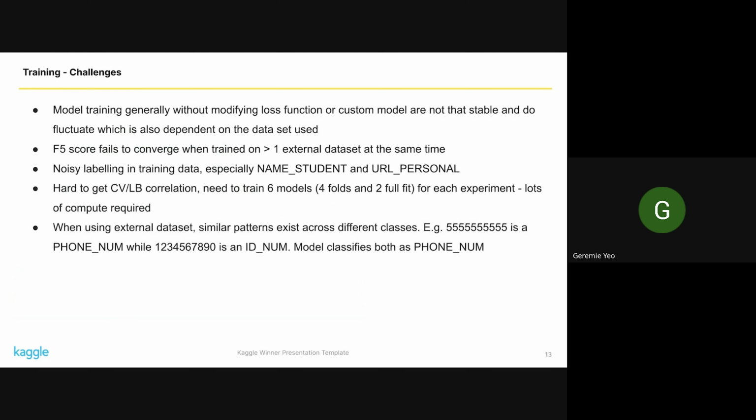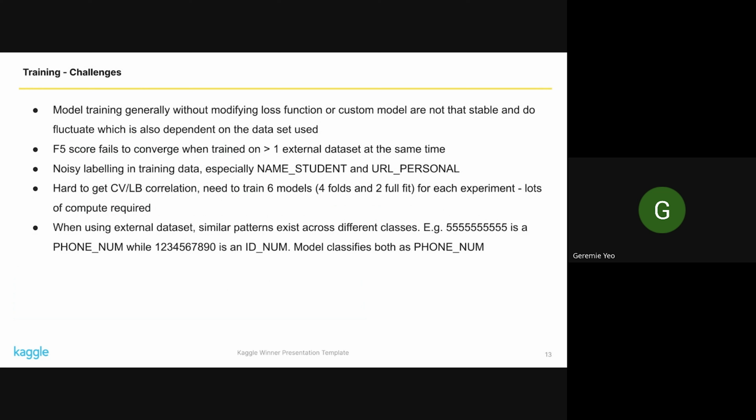We also faced numerous challenges when training the model. It's usually very unstable without modifying the loss function of the custom model due to the noisy nature of the dataset. When training on external datasets, we realized that the F5 score is unable to converge when trained on 2 external datasets at the same time or more. And also it generally gives weaker performance on the public leaderboard.